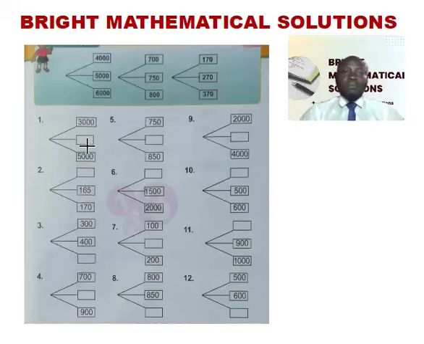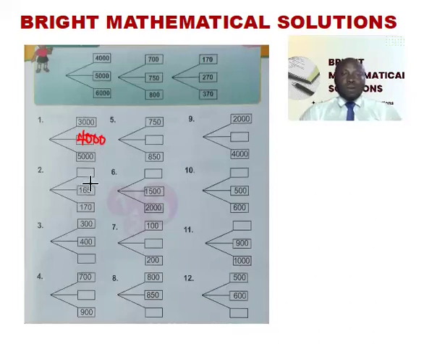Let's see. We have 3,000 here, and then we have 5,000. So the difference between the first and the third here is 2,000. If we divide that difference by 2, that will give us 1,000. So the difference between each of the steps now is 1,000. So 1,000 plus 3,000 will give us 4,000.